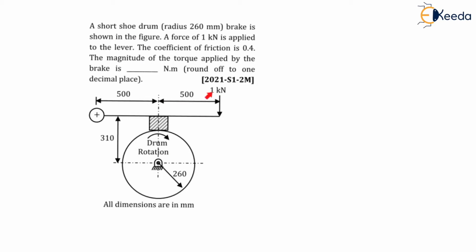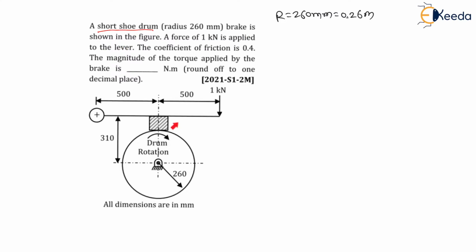Now the question was asked in GATE 2021 for 2 marks. The question is a short shoe drum. Here a short shoe drum is given, meaning a shoe brake is given, right? Now the radius is given as 260 mm, therefore we can say the radius in meters is equal to 260 mm, which is nothing but 0.26 meter, right?